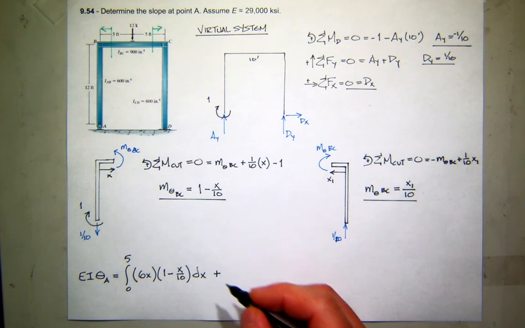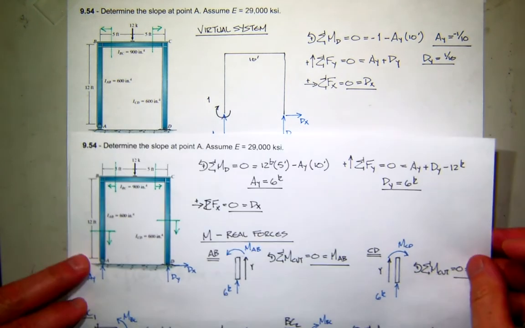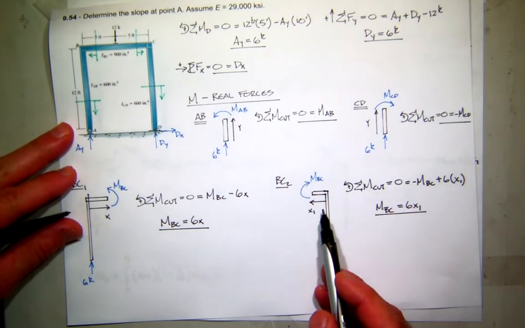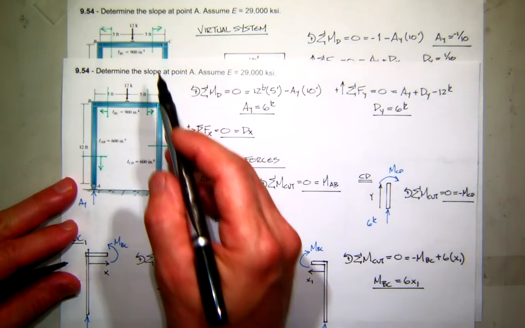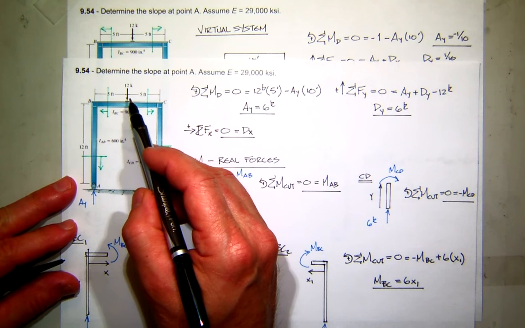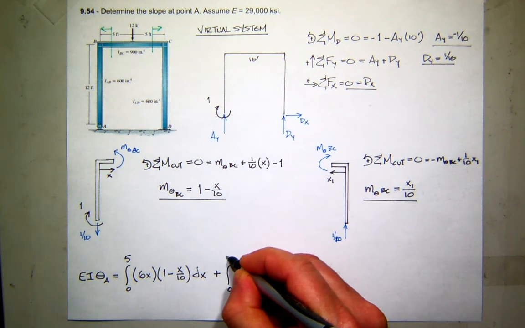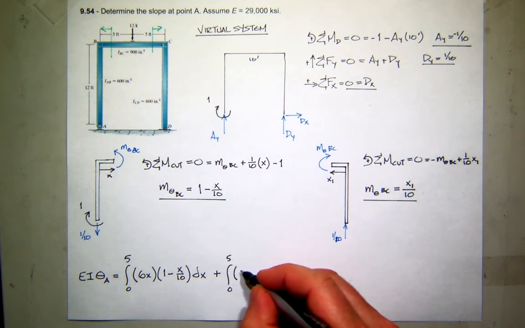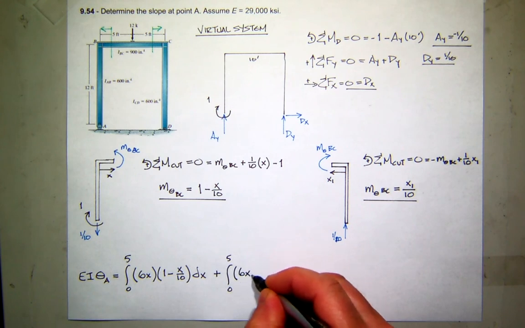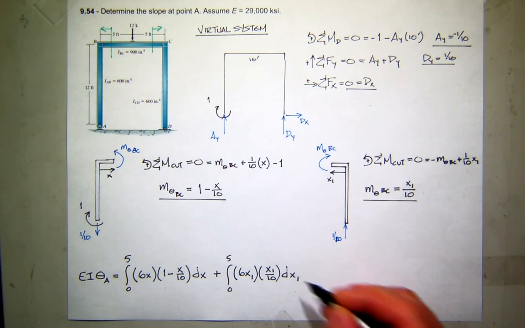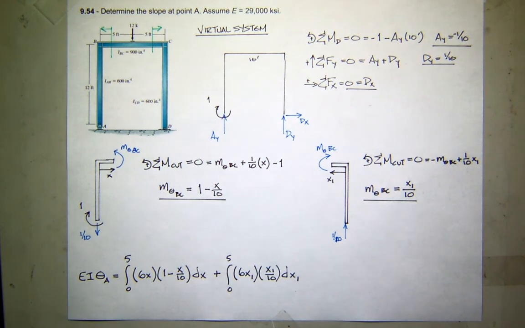And then we'll add to that the real moment over in this section, which remember I solved for with an x1 coordinate going from left to right. So that's going to start at 0 and also go to 5. So that's going to be another integral from 0 to 5. The real moment there is 6x1, and the virtual moment is x1 over 10, and that'll be dx1. Okay?